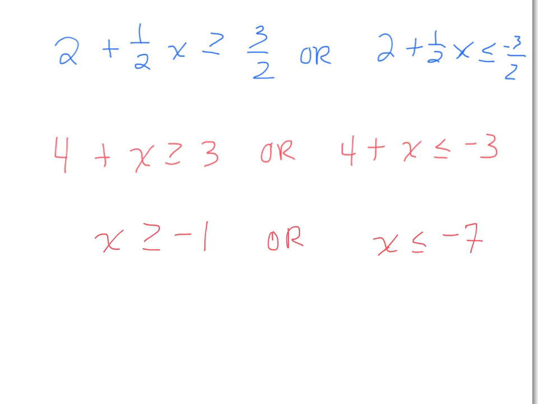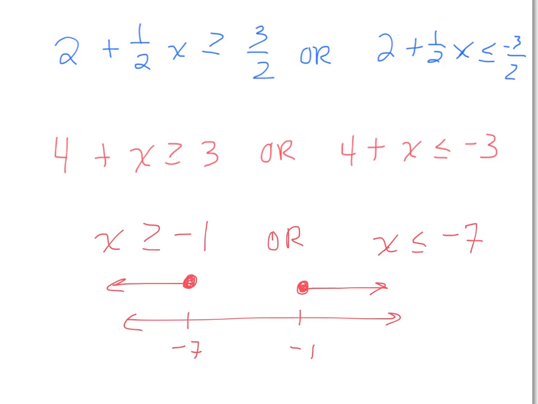A number's bigger than -1, and if we graph these on the number line, we can see why this is an OR statement. Here's -1, here's -7. Greater than or equal to -1 looks like this. Less than or equal to -7 looks like this. So it is most definitely an OR statement. We knew that from the beginning because of the orientation of the inequality symbol in the inequality itself. But we can prove that with our answer anyhow.